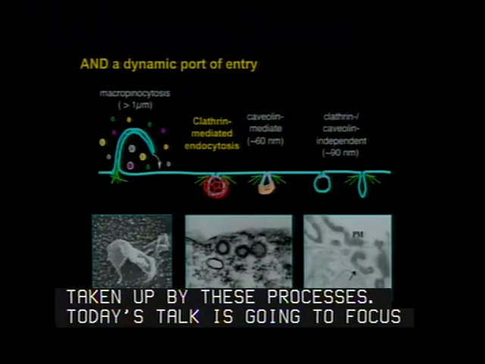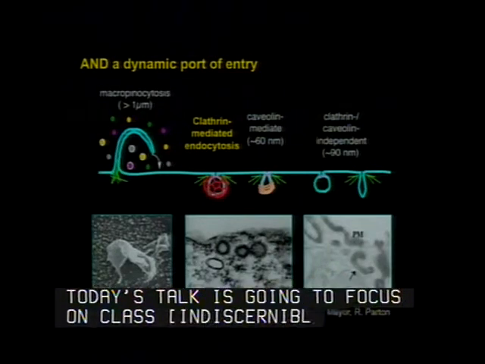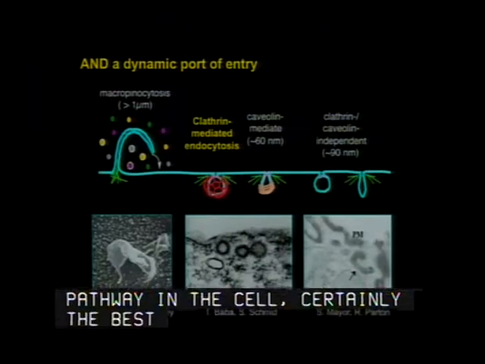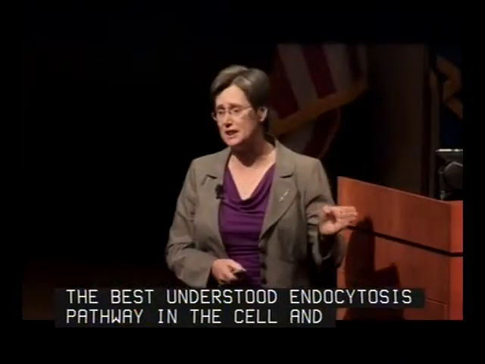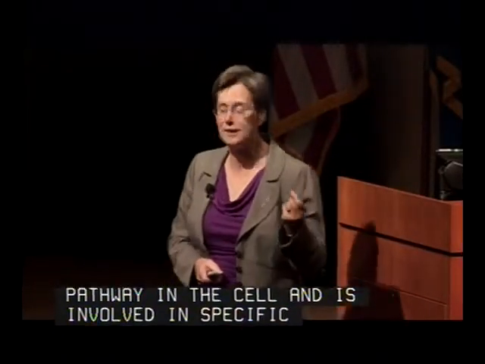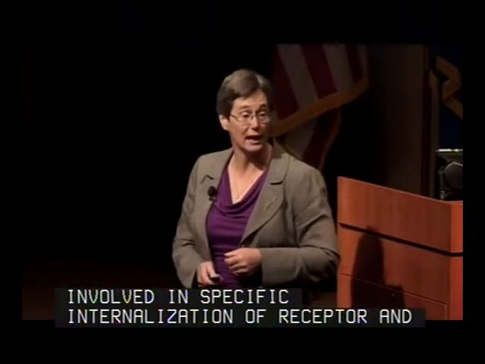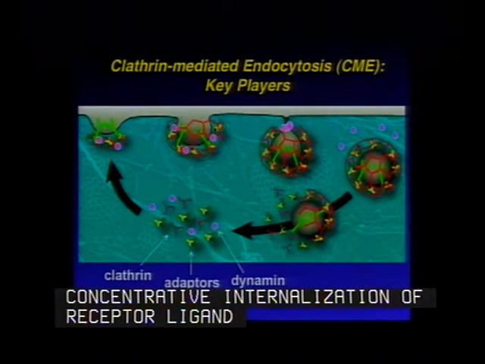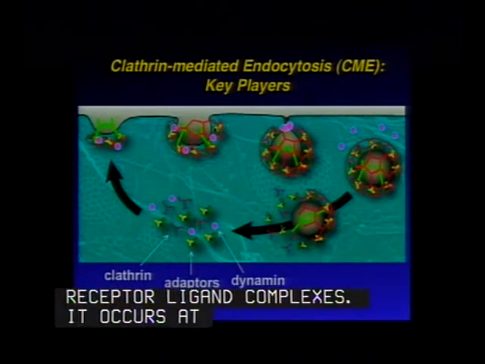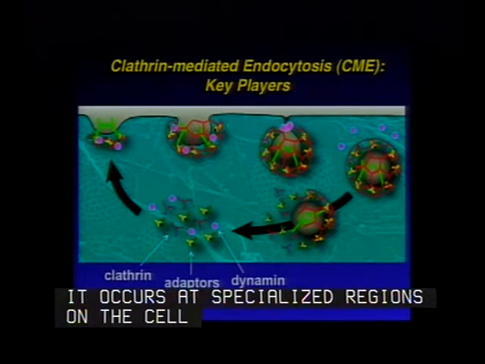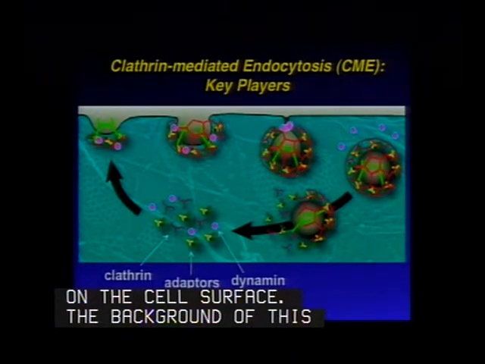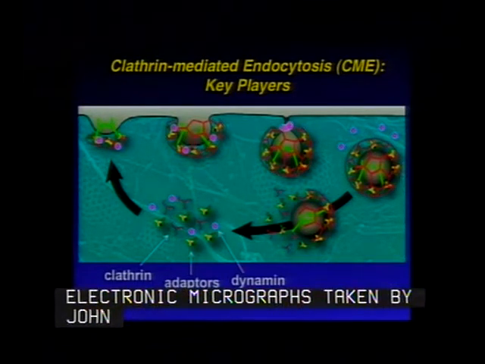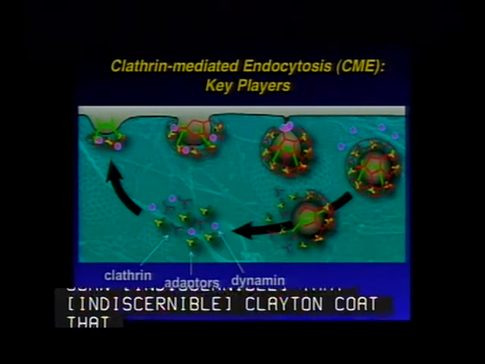clathrin-mediated endocytosis, which is the major endocytic pathway in the cell. It's certainly the best understood endocytic pathway in the cell, and it is involved in the specific internalization of receptor and concentrative internalization of receptor ligand complexes. Clathrin-mediated endocytosis occurs at specialized regions on the cell surface. In the background of this slide are electron micrographs taken by John Heuser that show the polygonal lattice of the clathrin coat that forms these clathrin-coated pits.